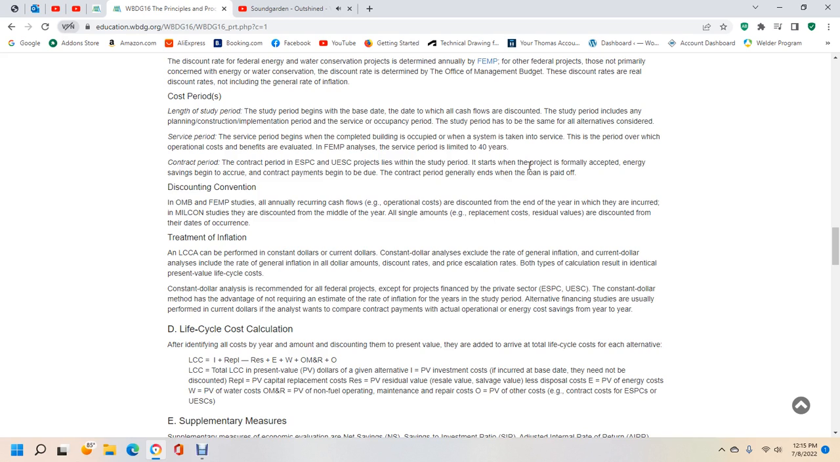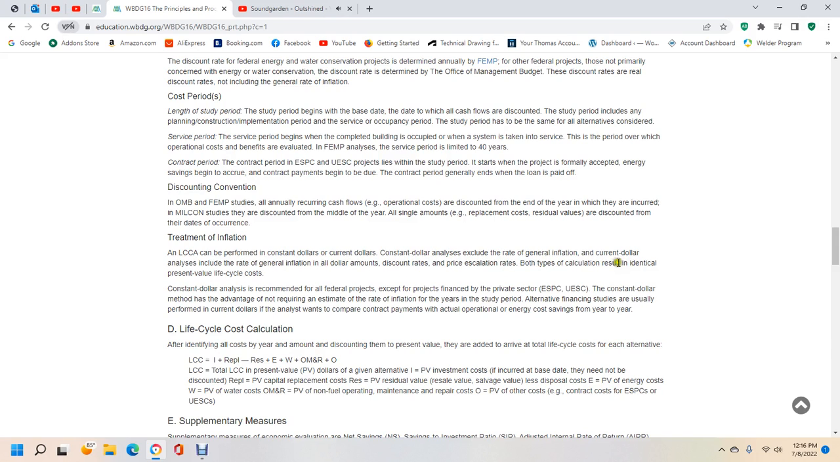The Office of Management and Budget and FEMP studies initially require annual cash flows, and these are discounted from the end of the year, while others are included with a mid-year discount. All single amounts are discounted from the date of occurrence. Treatment of inflation: life cycle cost analysis can be performed in constant dollars or current dollars. Constant dollar analysis excludes the rate of general inflation. Current dollar analysis includes the rate of general inflation in dollar amounts, discount rates, and price escalation rates.